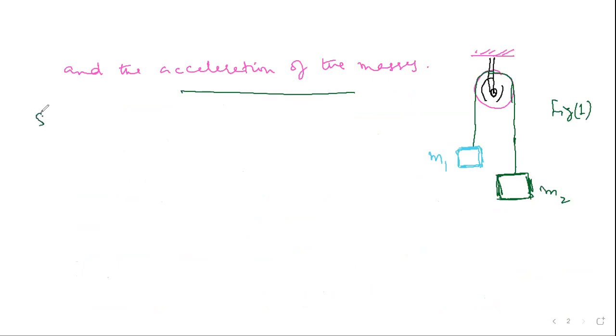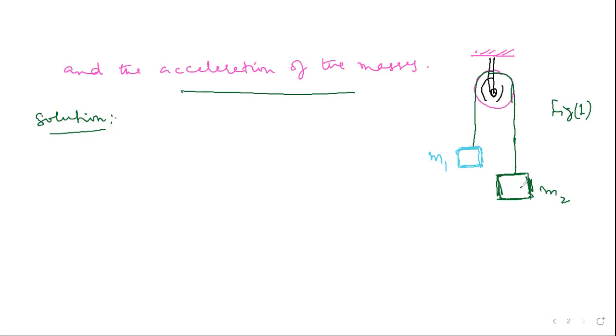Now let us move to the solution. What we do first, we draw free body diagrams. So what are the forces acting on M1? Two forces. One is this string is holding it, so there is tension in the string, and in downward direction, Earth is pulling this M1, so it is acted upon by weight in downward direction and tension in upward direction. We call that T1, and its weight is M1G.